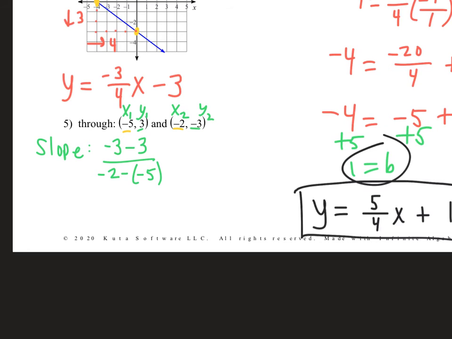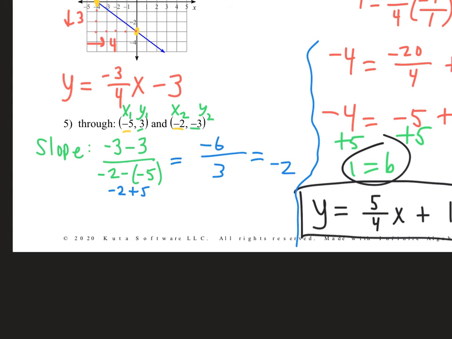Okay, and if we carefully simplify that, so -3, take away 3 more, we're at -6. In the denominator, -2, take away -5. So remember, subtracting a negative is really like adding, right? So -2 plus 5 is really 3. Okay, and -6 over 3, if we can reduce that nicely, let's do that to make it easier on ourselves. What's -6 divided by 3? Right, -2. Okay, so that's -2. So we got the slope.